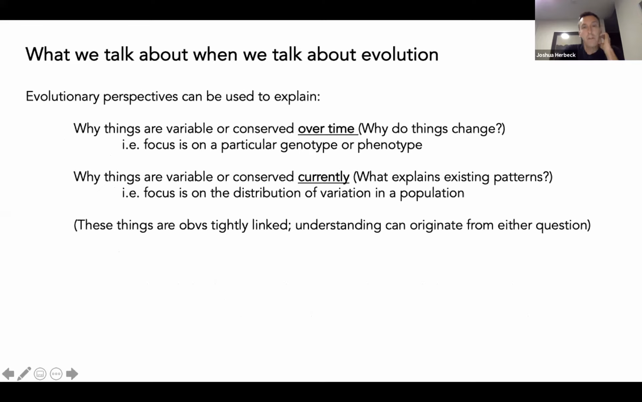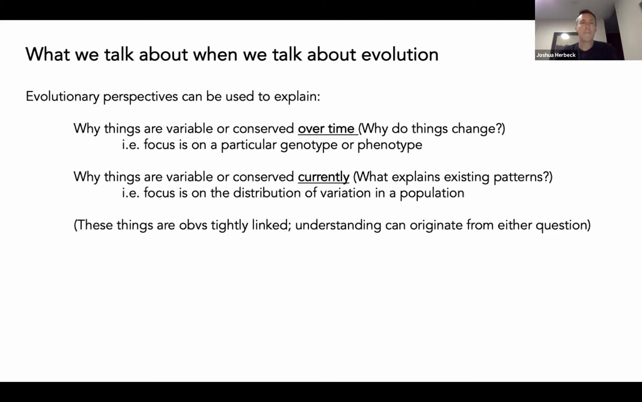So evolutionary perspectives can be used to explain a couple of things. This is just my opinion, and I would definitely appreciate hearing from others, but this is how I try to think about things from an evolutionary perspective. First, why things are variable or conserved over time. So why do things change? In other words, the focus is on the particular genotype or phenotype. For HIV, for example, why is an amino acid changing at a certain rate over time, either at the population level across individuals or within an individual infection?